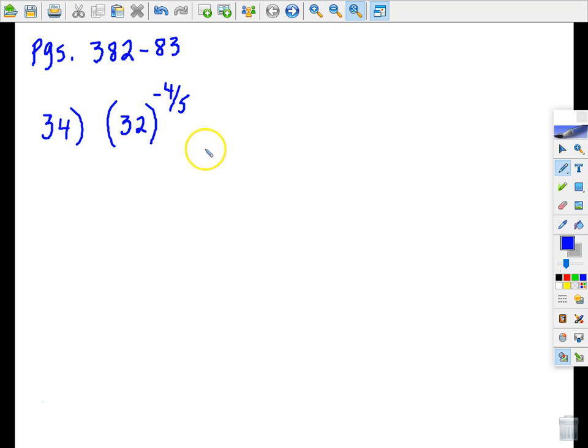All right, so for number 34, we have the number 32 being raised to the negative 4/5 power. So today we did a little review of the idea of negative exponents. And if you weren't in class today, in Algebra 1, you learned that a negative exponent such as this requires that you write the reciprocal of what we call the base number. The base of this exponential expression is 2.